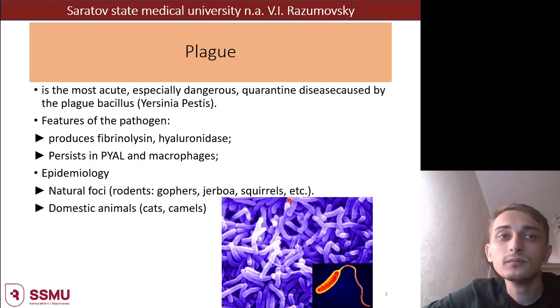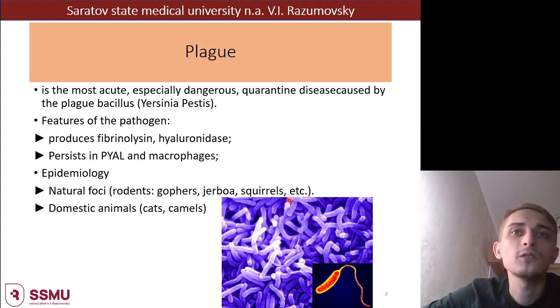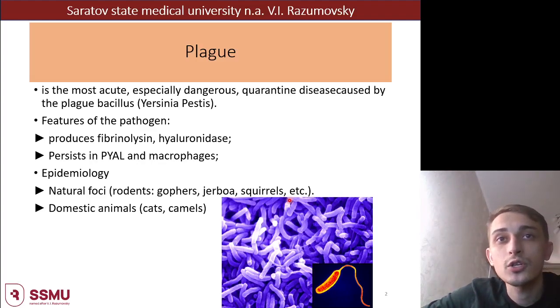It leads to lysis of tissues, it leads to necrosis of cells, and also it leads to some special type of inflammation. The typical inflammation for plague is serous hemorrhagic. And the second feature is some changes in cells like macrophages. We may see some changes in these cells. I will show you later.